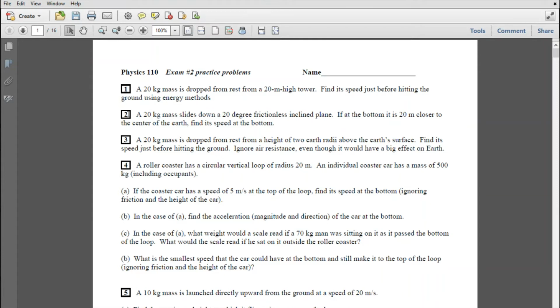Here's a collection of problems that I would have distributed before the second exam. I believe it's a combination of circular motion problems, orbital motion, and work energy relationships, energy methods. I saw at least one place where momentum snuck in there.